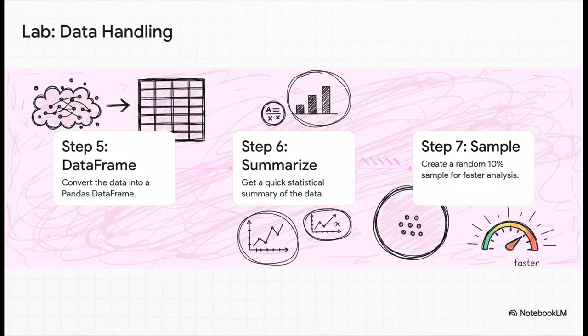Okay, next up, we'll pop the data into what's called a pandas data frame. It's basically like putting it into a super-powered spreadsheet. This makes it really easy to get a quick statistical summary. And here's a little pro tip. To make things run way faster while we're just experimenting, we'll create a tiny 10% sample. It's a great trick for getting things done quickly.